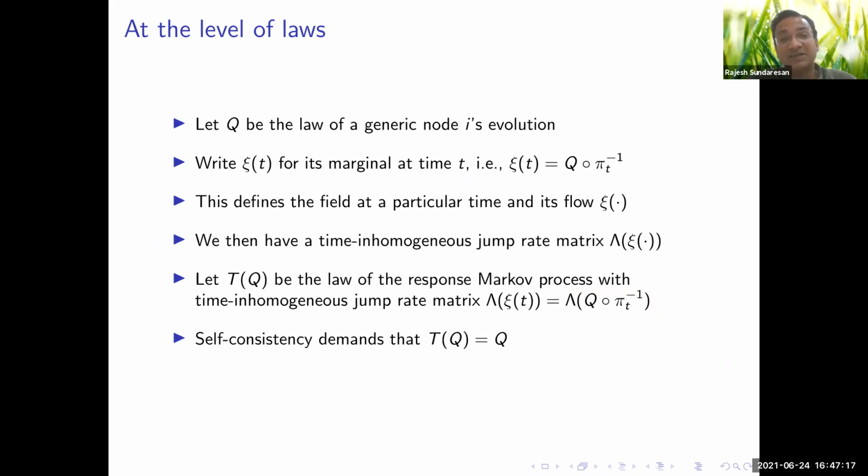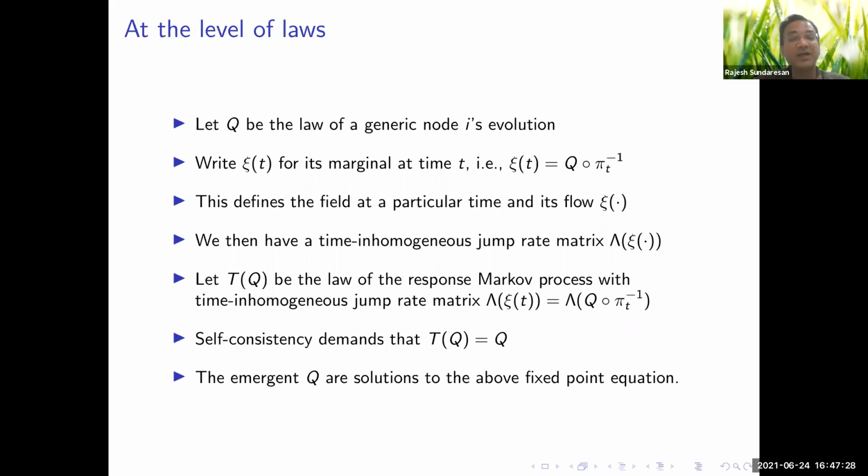Self-consistency then demands that this law, that T of Q, must match what we started with. So that is T of Q is equal to Q. Okay, so this is the fixed point at the level of laws. And once again, this is a shortcut way to analyze the emergent Q for this interacting particle system. And the fixed point is now at the level of laws. I'll now relate this to the level 3 fixed point.